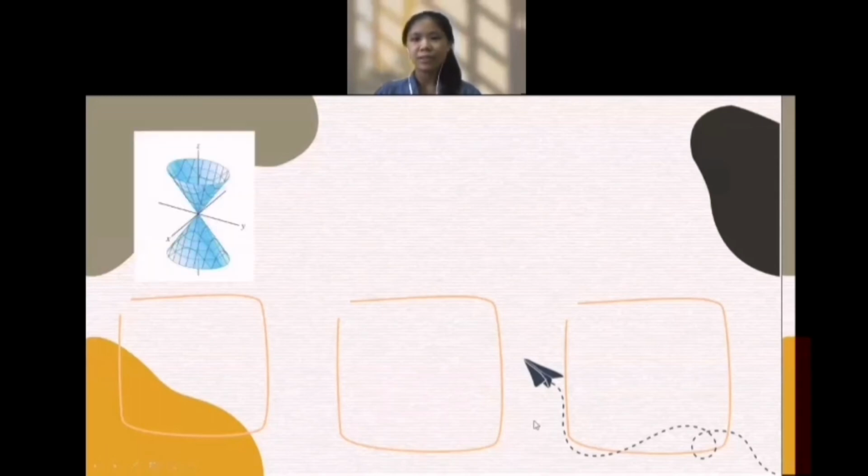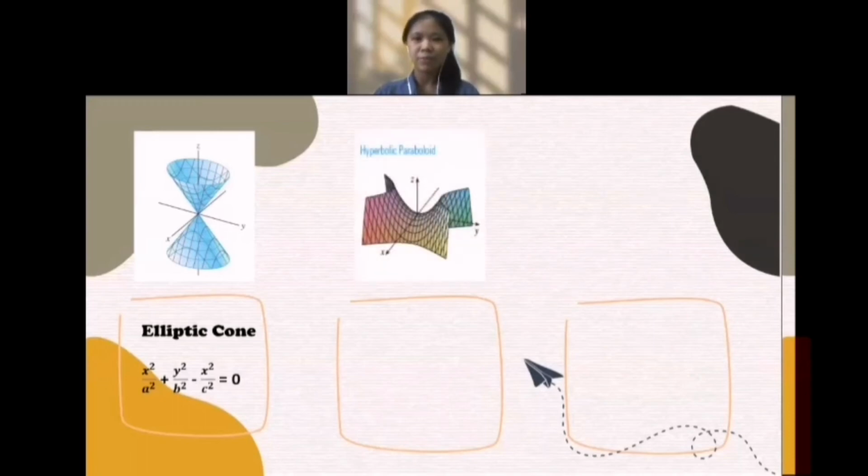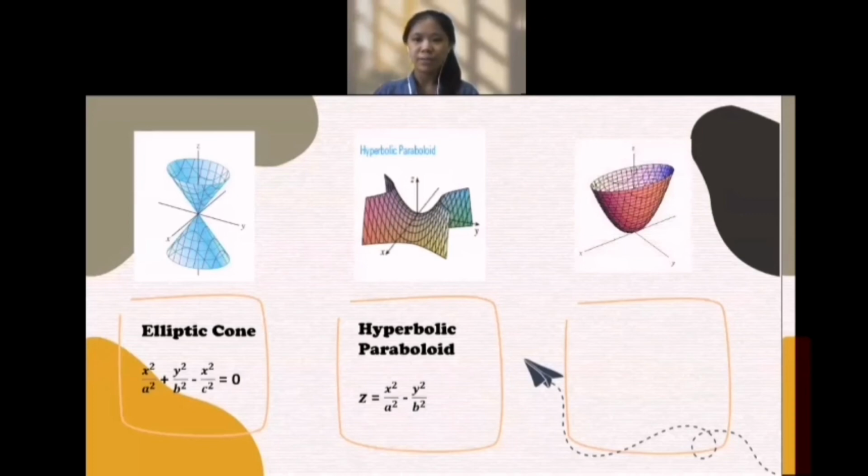The next one is the elliptic cone, or we can just call it a cone. The form of the equation is x squared over a squared plus y squared over b squared minus z squared over c squared equals 0. Next is the hyperbolic paraboloid. The form of the equation is z equals x squared over a squared minus y squared over b squared. The last one is the elliptic paraboloid. The form of the equation is z equals x squared over a squared plus y squared over b squared. These are the 6 basic common quadric surfaces.